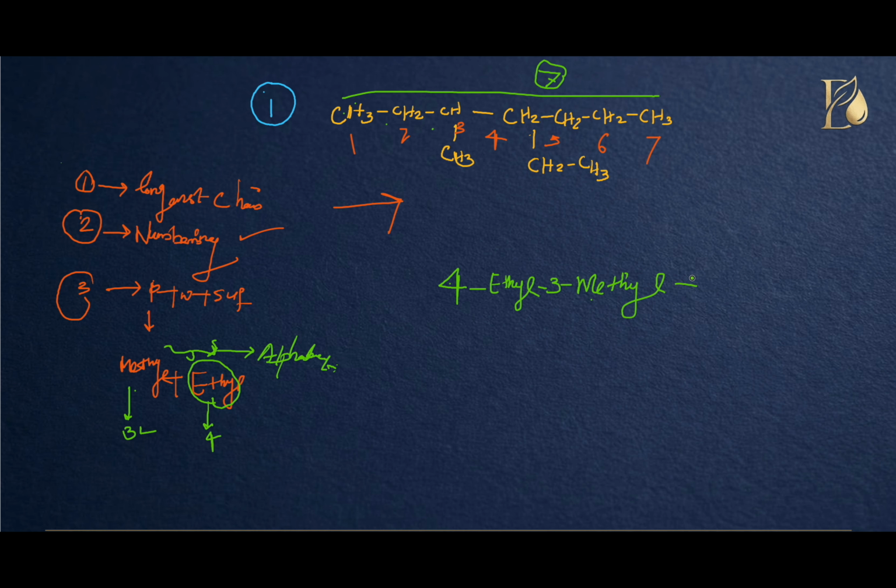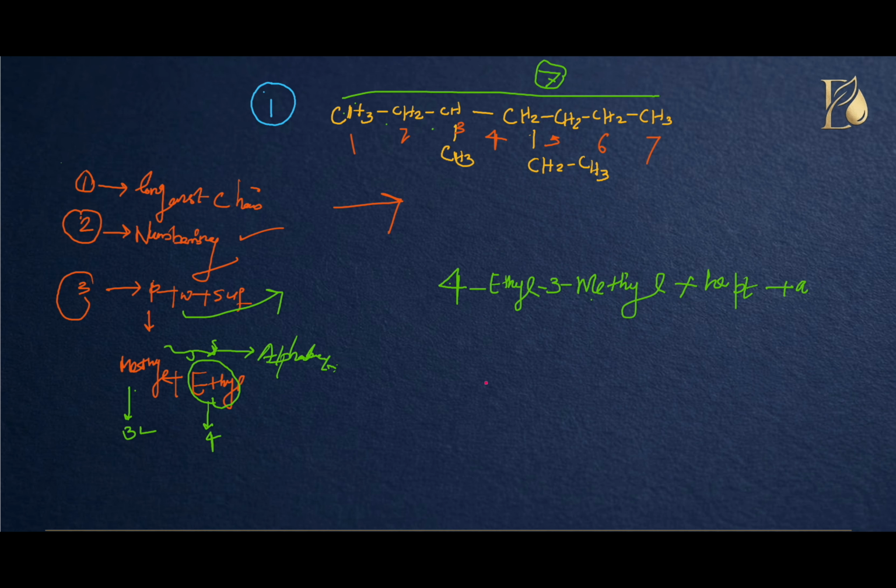Now the prefix is done. Now what is next? Next one is the word root. What is the word root? The number of carbon atoms. How many carbon atoms are there? 7 carbon atoms are there. So for 7 carbon atoms, the word root is hept. Okay, the word root is hept. Now the last one is the suffix. What is the suffix? Here for hydrocarbons the suffix is ane.